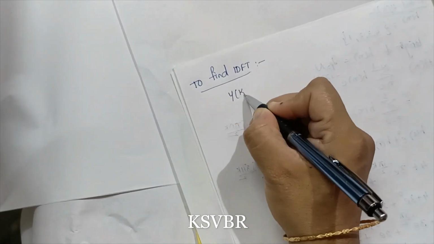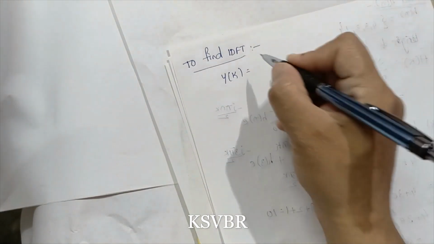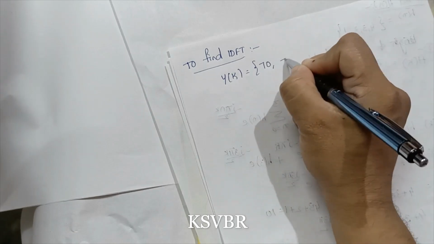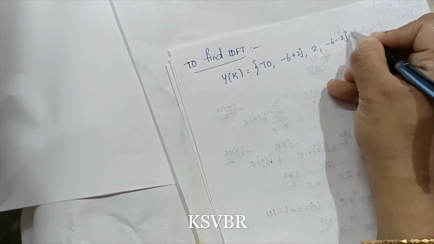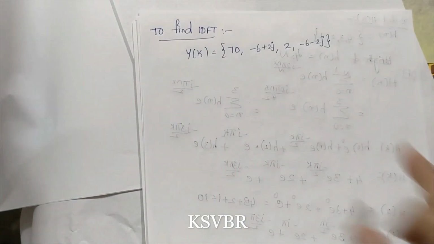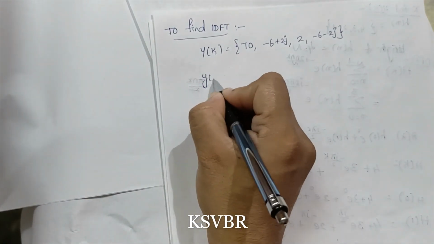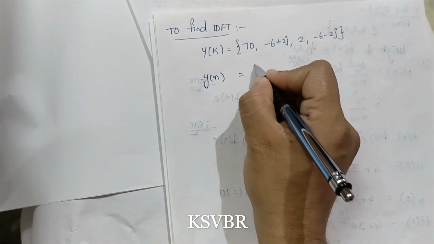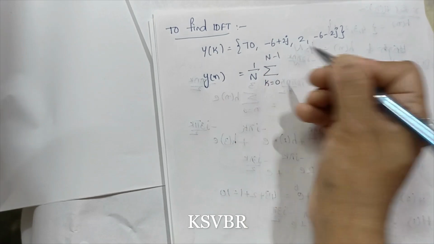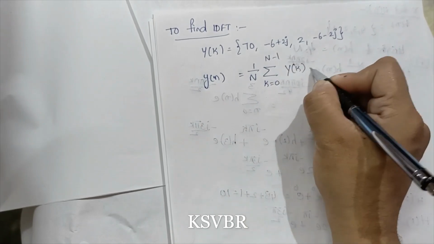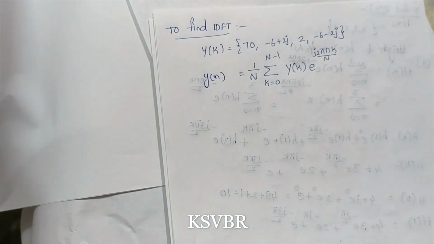So what is Y of k? I am writing it again here because it is on the back side of the page. Y of k is equal to 70, minus 6 plus 2j, 2, minus 6 minus 2j. Yes. So this is the IDFT of Y of k. Now the formula for IDFT: y of n is equal to 1 by N summation k equal to 0 to N minus 1 of Y of k into e power j 2 pi nk by capital N. Okay.